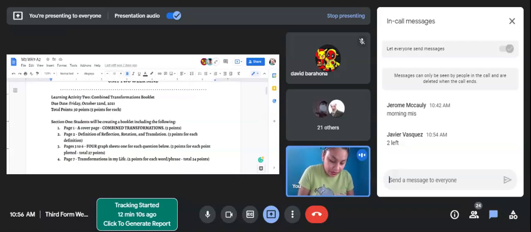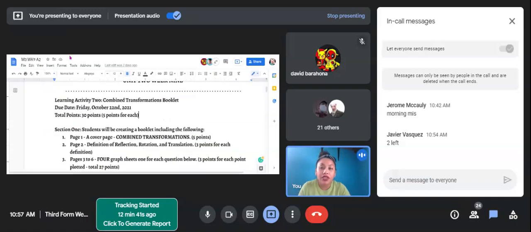Now, for this activity, you are being asked to create a booklet. Your booklet can be created virtually or can be created manually, right? It all depends on which one you feel more comfortable doing. If you are going to be doing a manual booklet, you need to take pictures of the entire booklet and of each page that is inside of that booklet. And I have specified what I want to see in this booklet.